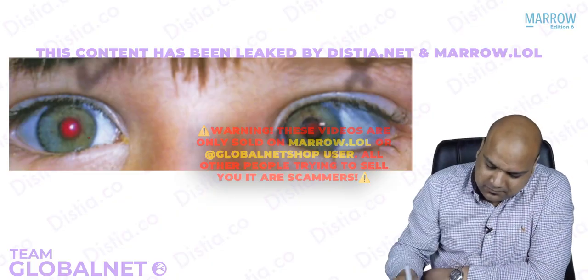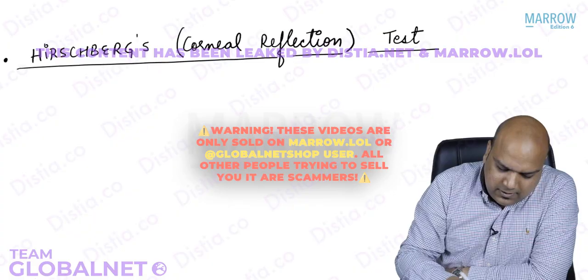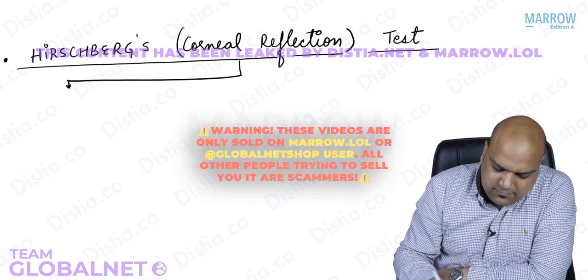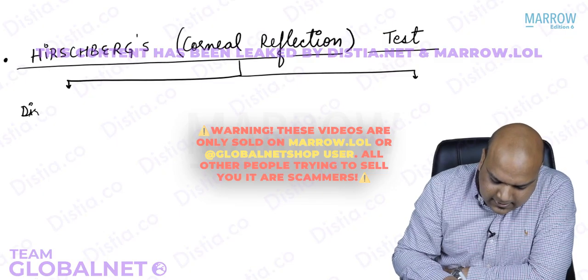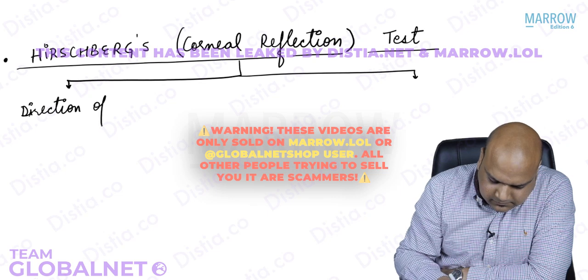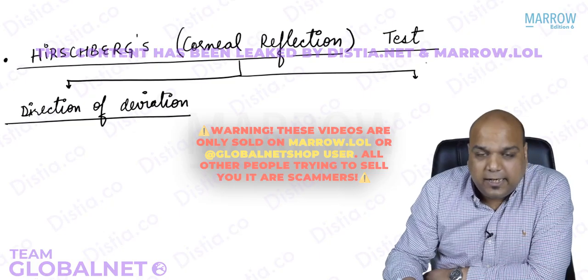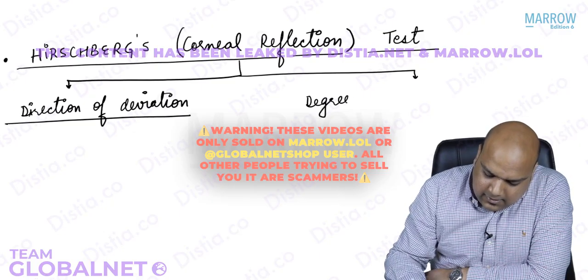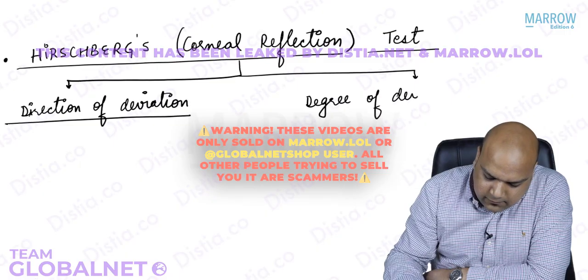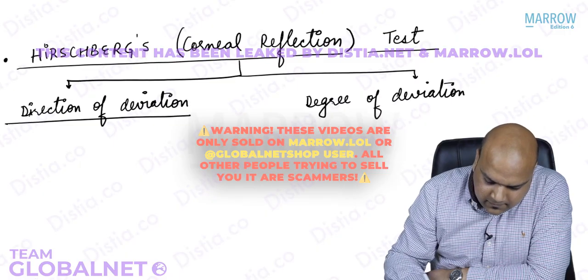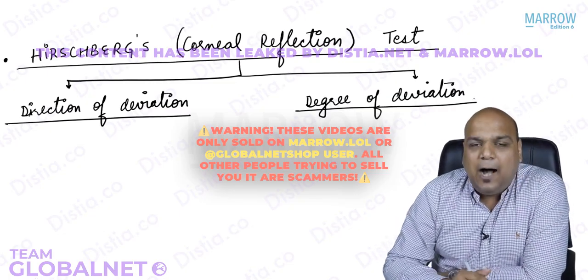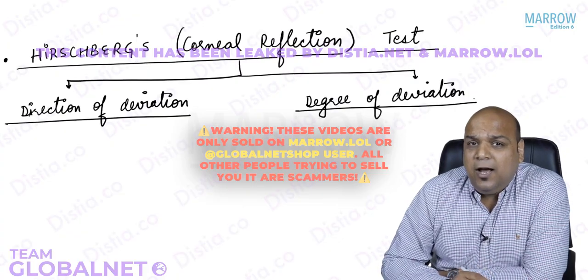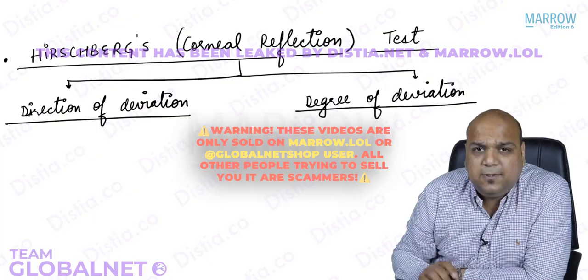Let's see how. So corneal reflection test, everybody, can have 2 uses. The first use is it can be used to tell the direction of deviation. The second use, it can be used to calculate the degree of deviation. So we are trying to solve 2 questions through this test. Let's first see how we understand the direction of deviation through Hirschberg's test. Let's see this image to understand our test.